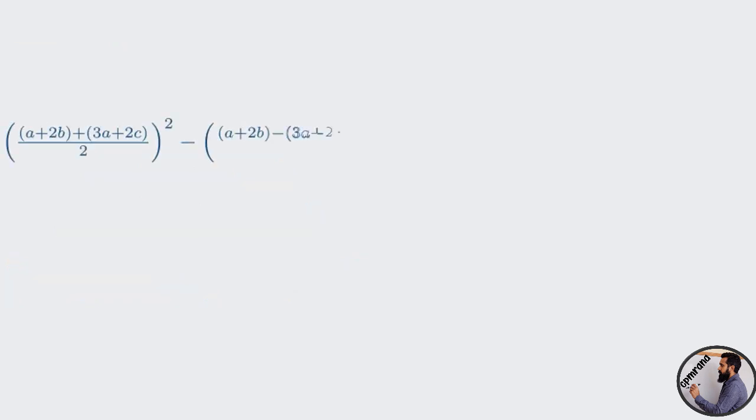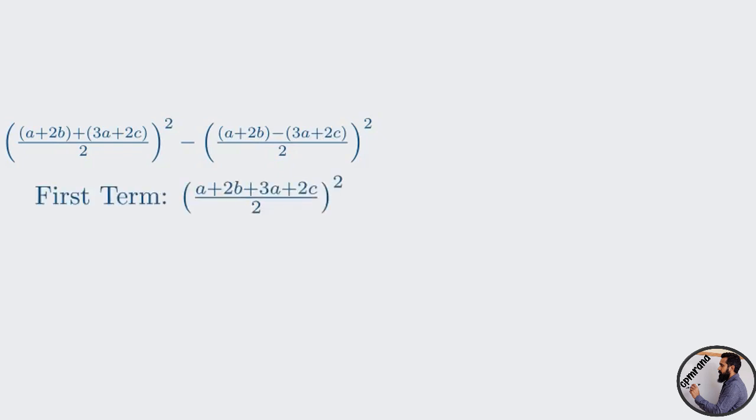Now, let's simplify the terms inside the brackets. We will focus on the numerators first. In the first part, we remove the inner parentheses. Since there is a plus sign between them, the signs of the terms remain the same. In the second part, be very careful. We are subtracting the entire second expression. This means the sign of 3a becomes negative and the sign of positive 2c also becomes negative.